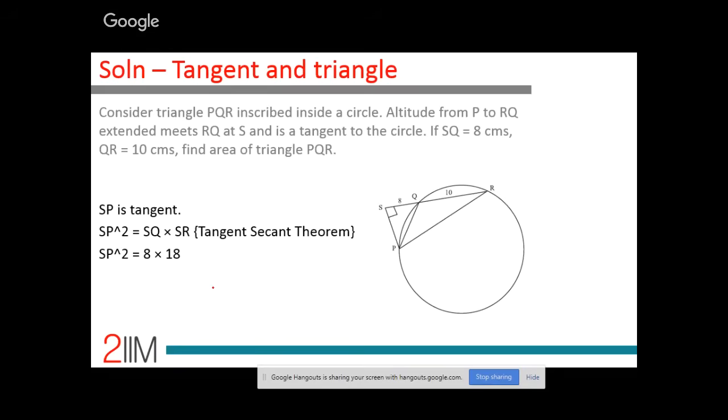You're drawing an altitude from one vertex to a side of a triangle, and it falls on the line extended. What does it mean? Obtuse angle. So altitude from P to RQ meets RQ extended. That means angle at Q is obtuse angle. If it meant QR extended, then angle at R is obtuse angle. You can imagine the diagram, draw the diagram and get that. So this is telling us that angle PQR is obtuse angle. So you have an obtuse angle triangle inscribed inside a circle.